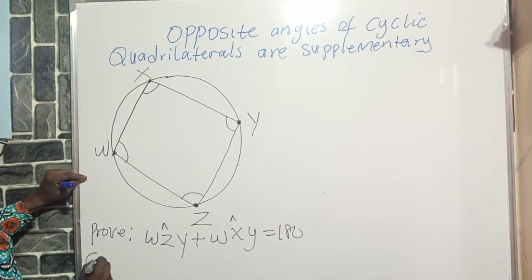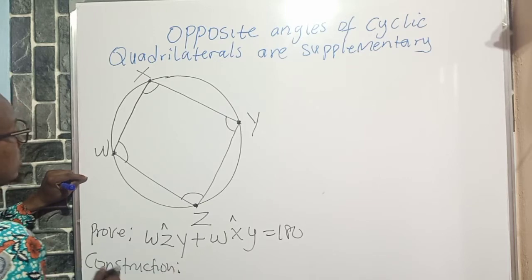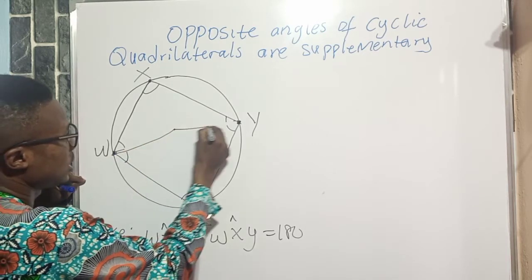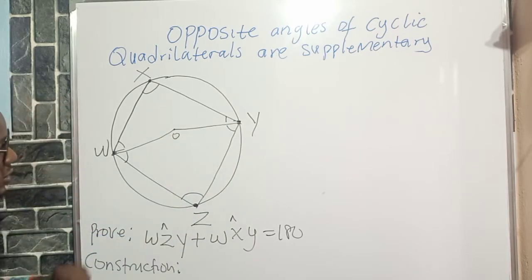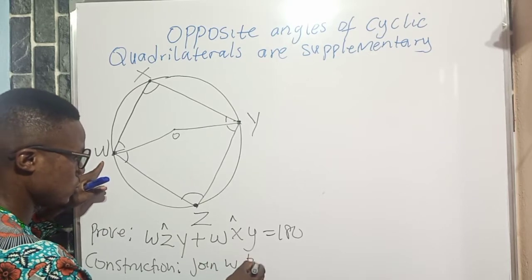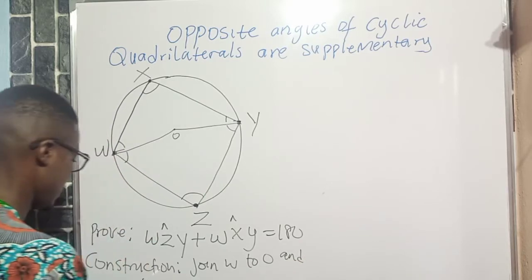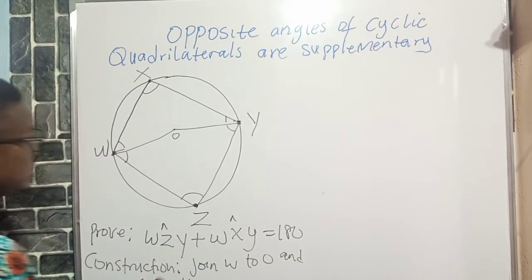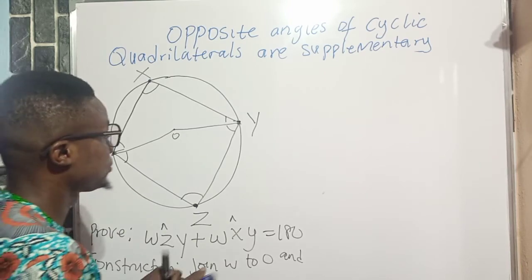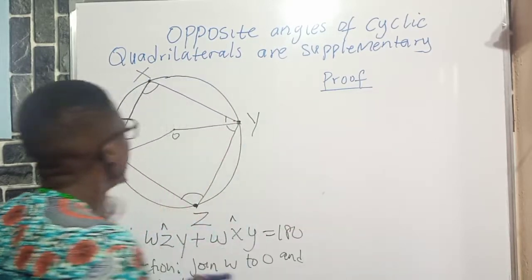So let us make a construction here. Let's call here O the center of the circle. Let's join W to O and Y to O. This is the center of the circle. So construction: join W to O and O to Y. This is the construction we have made. Now the proof, let us begin the actual work.